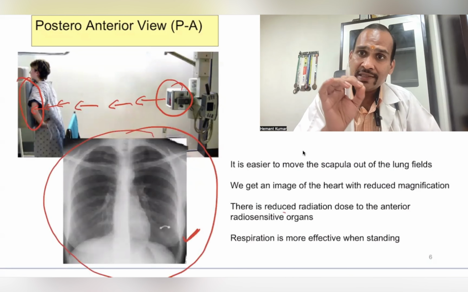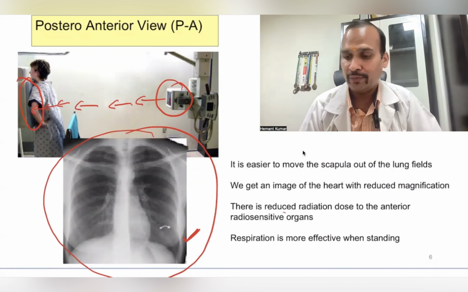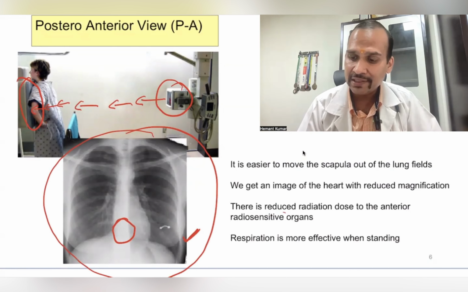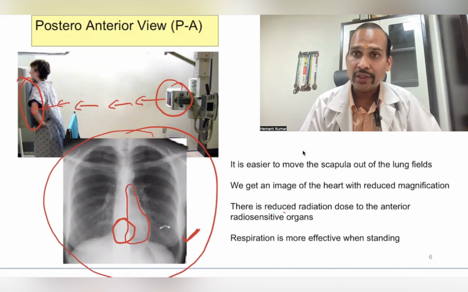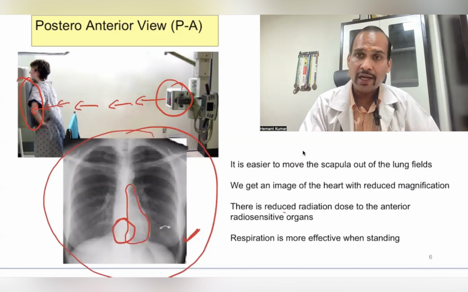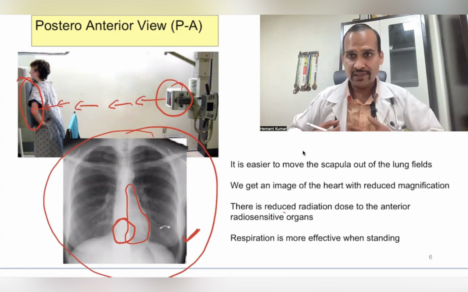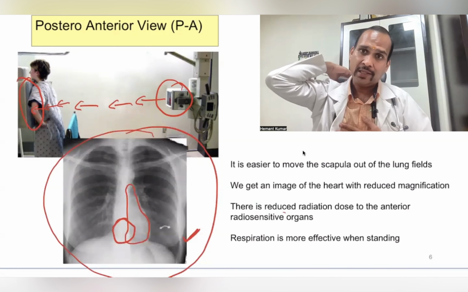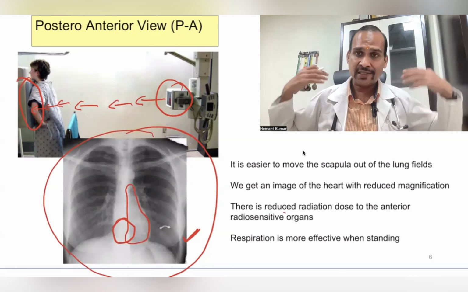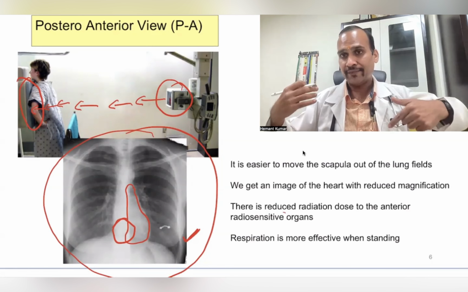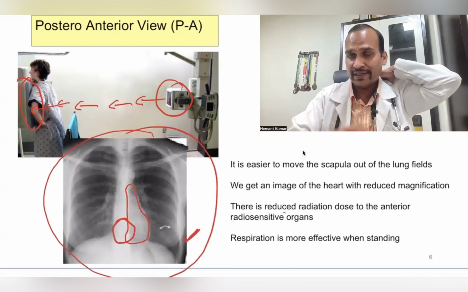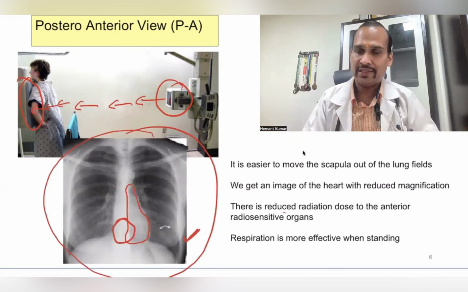What is there in the posterior is the vertebral column. So we can see the vertebral column anteriorly, and posteriorly what we can see is the heart. In the real scenario, the heart is an anterior organ. Posterior is the vertebral column. But when we are taking a chest X-ray in PA view, posterior to anterior, the posterior will come first. We can see the vertebral column on the anterior side and the heart on the posterior side.